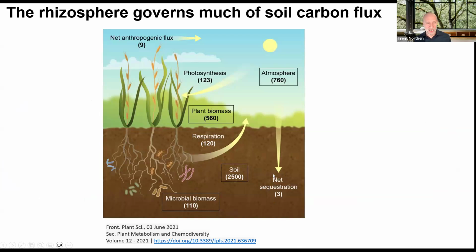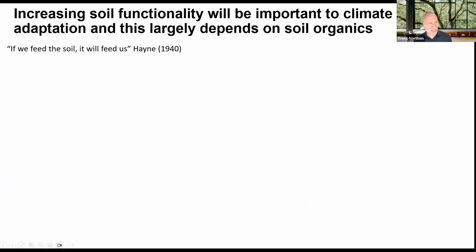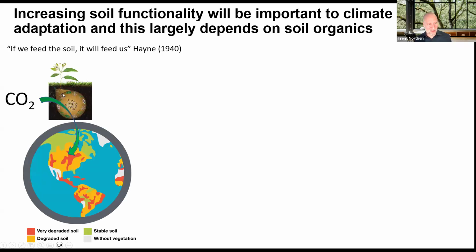So if we want to be able to heal these damaged soils, we need to understand how we might be able to keep more of this carbon in the soils. And so there's this great quote from Hain: "If we feed the soil, it will feed us." And so, are there ways that we can use plants and microbes to try to restore the organics that have been lost from these soils?